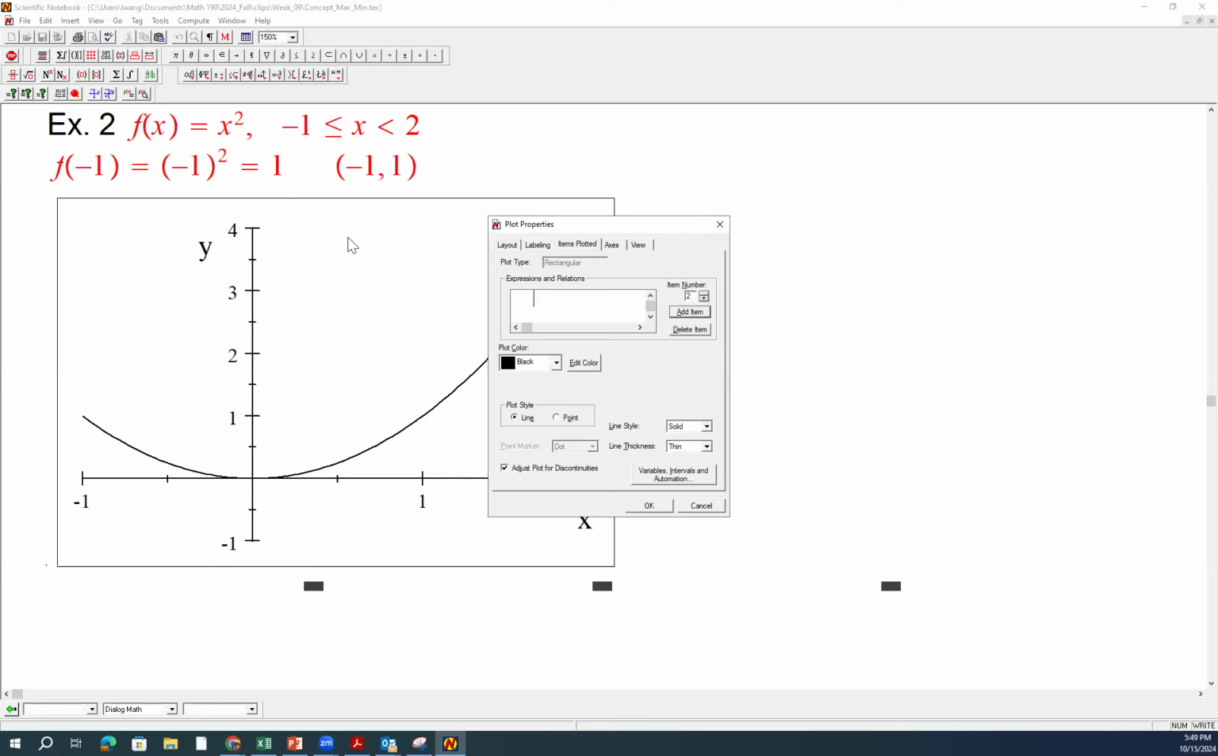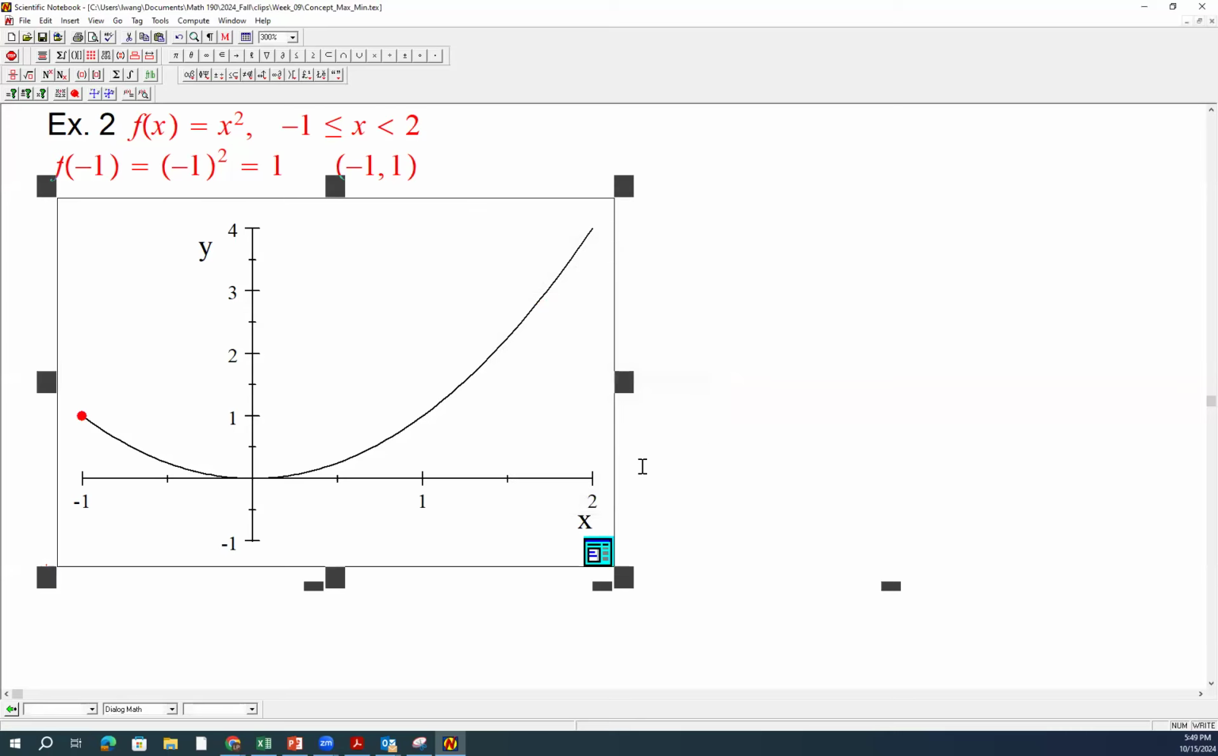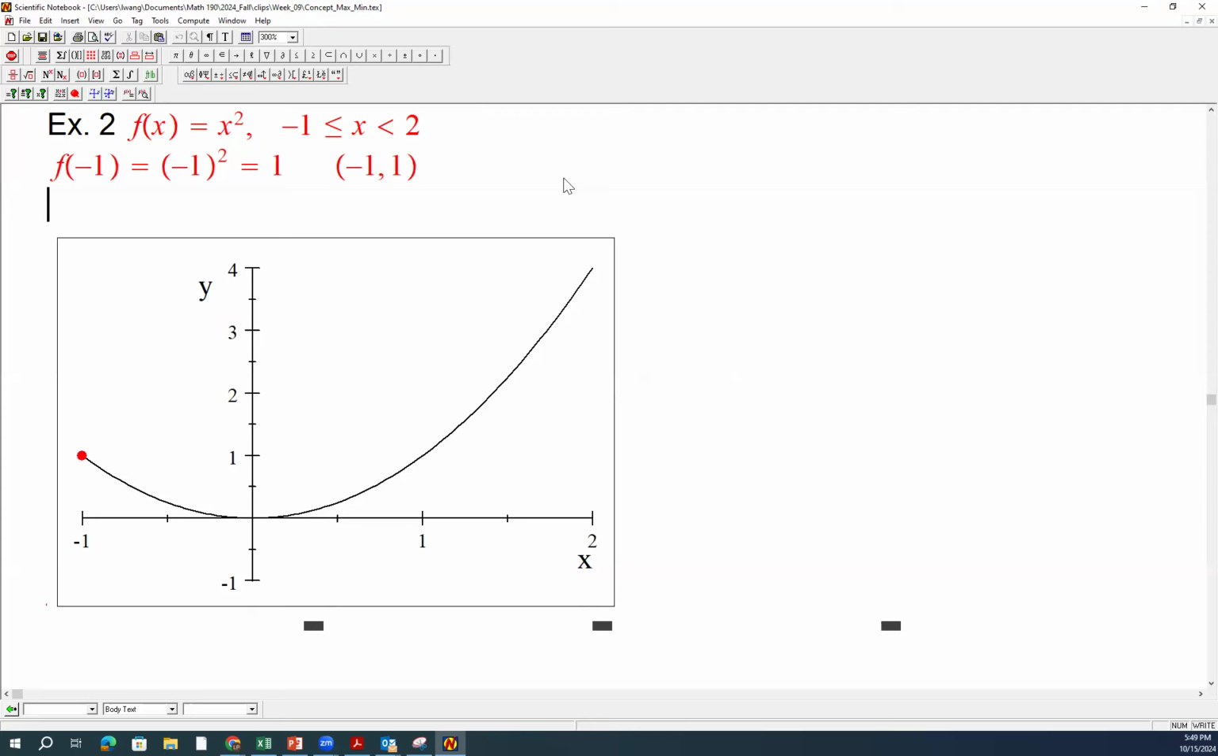Okay, I'm going to put it on the graph. It's a red dot, right? And on the other side, for 2.2, x equals 2 actually is not in the interval of our interest. Okay, it is not in the interval of our interest.